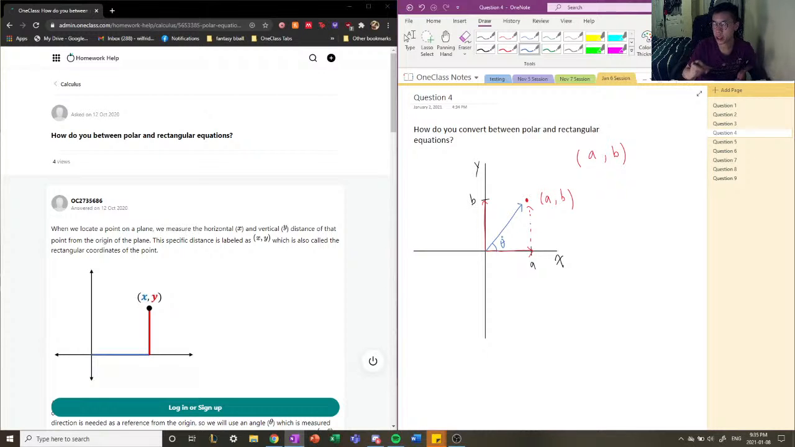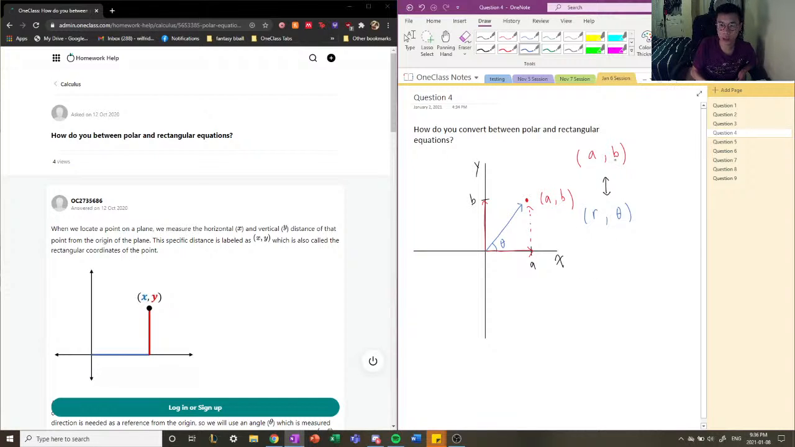Either by describing it in terms of how many units it is on the x-axis and how many units it is on the y-axis, or we can describe it as the distance of the point from the origin and the angle that this distance vector makes with our x-axis. So we can describe point AB as Cartesian, as rectangular, or we can also explain it using, and I'll use the terminology of r for the distance and theta for the angle.